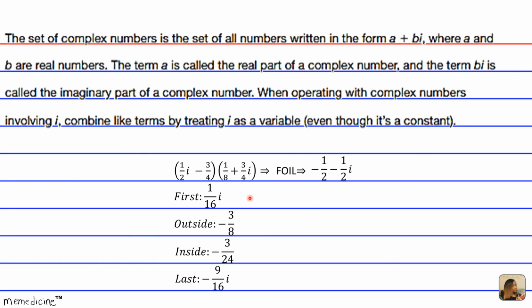Now for the last two terms, we have 1/16 i plus negative 9/16 i, and we wind up getting negative 8/16 i, which is really simplified to negative 1/2 i, okay? So this is our final answer. All right.